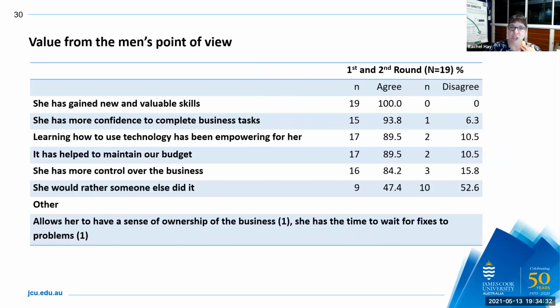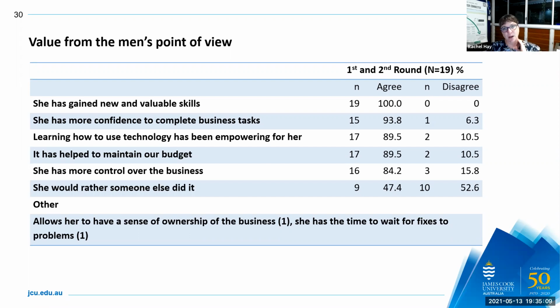So we thought we better check out what the men were thinking. We combined the men's views over the first and second round of data because we didn't have very many. There's a whole 19 there, so we can't put too much credence into it, but it's quite positive. It talks about having skills and being more confident, and how technology is being empowered for the female in the partnership. It's helped maintain budgets. She's got more control over the business.